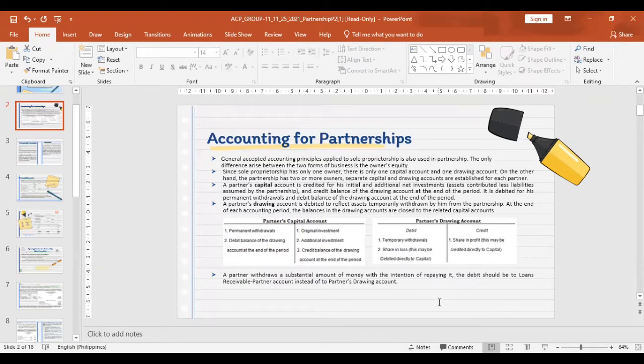Pero yung account title niya, hindi siya drawings account, kundi loans receivable partner account. So, for example, si Carl Jetro yung kumuha ng pera, loans receivable, Carl Jetro. Ganyan nakalagay doon. Hindi siya withdrawals, kasi pag sinabi natin withdrawals, permanent na yon. Kasi yan, nag-withdraw siya, pero babayaran din naman. So, para siyang nag-loan, ganun, hiram.